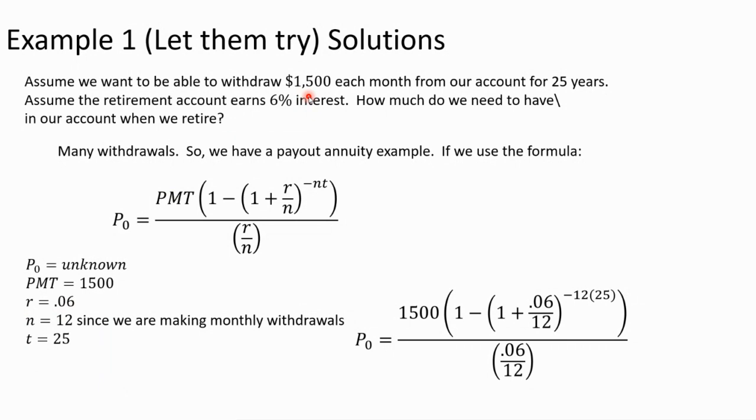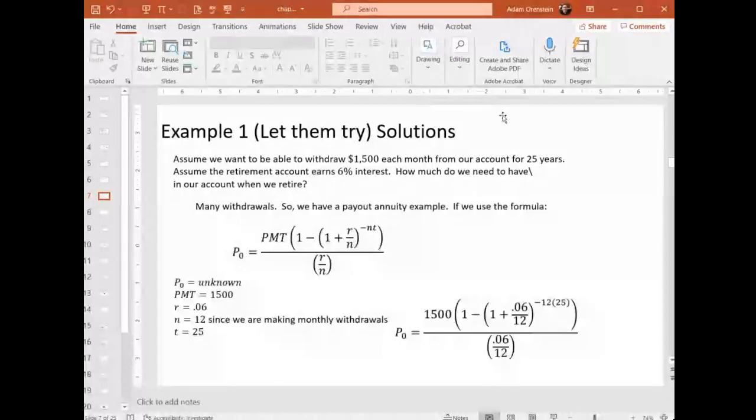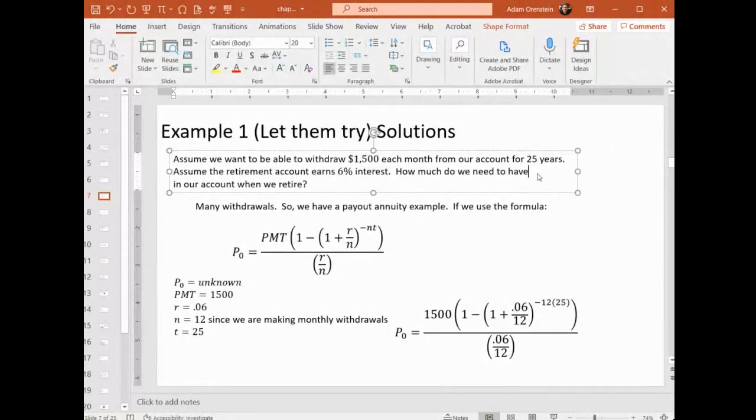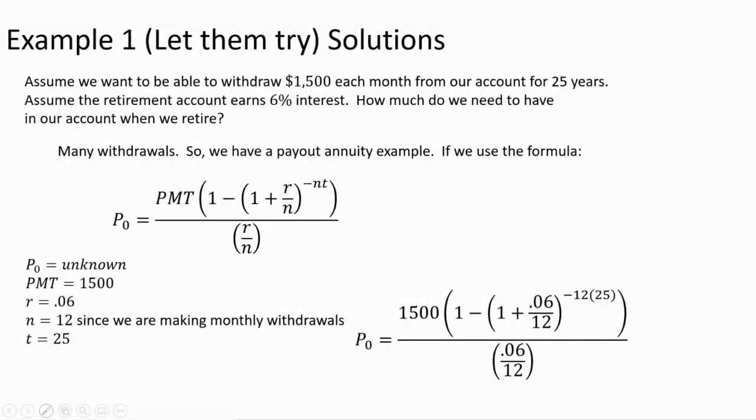So again, this is the problem that we're working on, right? We want to take out $1,500 each month from our account, right? And this is going to happen for 25 years, okay? It's a retirement account, let's say. And this account earns 6% interest. How much do we have to have in the account when we retire? In other words, how much do we have to have in the account in the beginning? That's really what we're after.